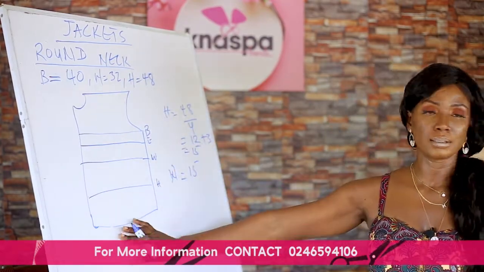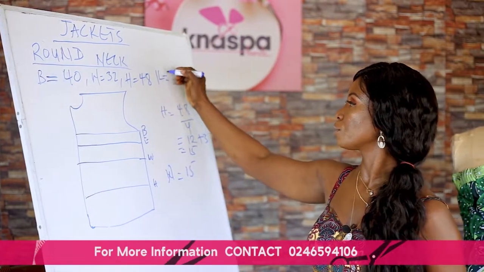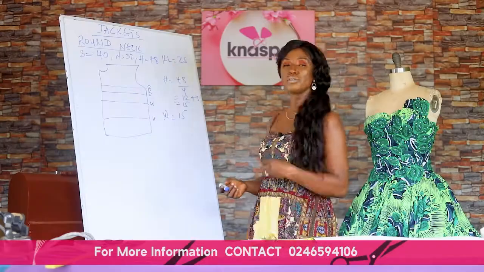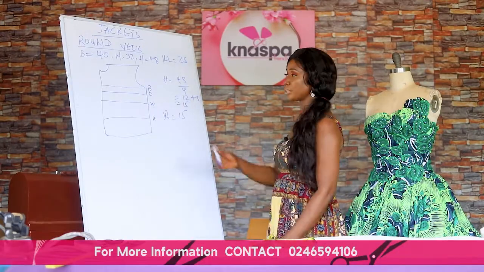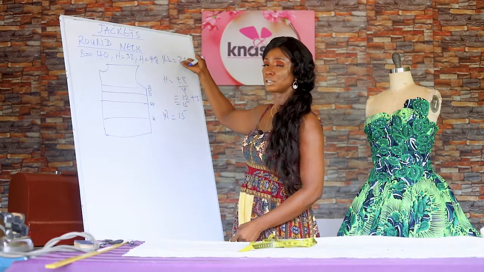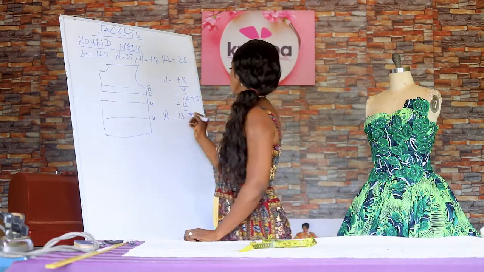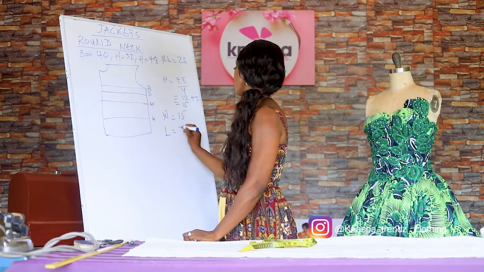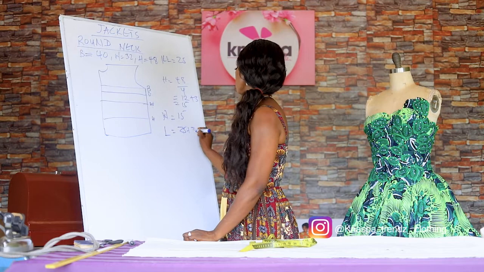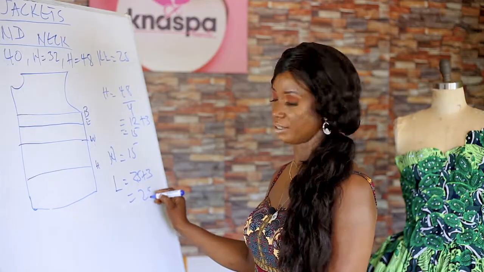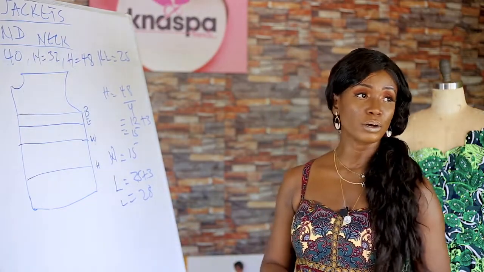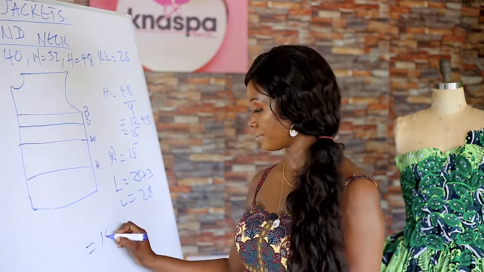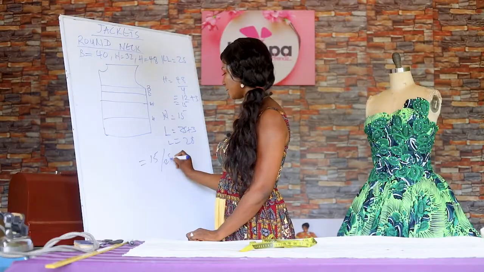Then by the length, so our kaba length, we are going to make it 25 inches. If yours is 30 or even 40, you just take your length measurement and add 3 inches. So we are going to get the length of 25 plus 3, and we'll get our length to be 28. So in conclusion, we are going to cut our jacket 15 inches wide by 28 inches length.